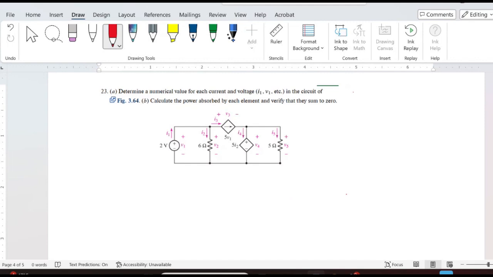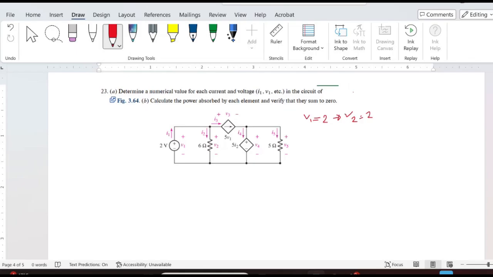So we start from V1, and as it can be seen, V1 is connected to a 2-volt independent voltage source. So obviously V1 equals 2 volts, right? And then if you take a look at V2, V2 is in parallel with V1. So essentially they're going to have the same voltage. So V2 is going to be also 2 volts.